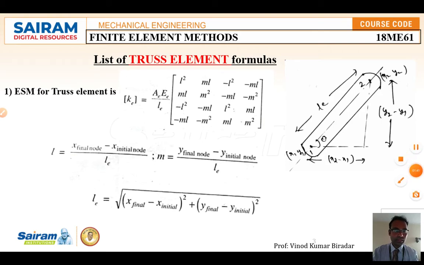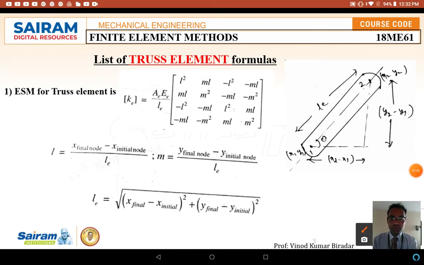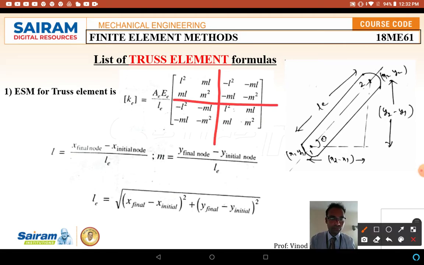So how to remember this formula? Just draw one line like this, horizontal. Now you observe in this element: this is similar to this side and this is similar to this side. Like that you have to remember the element stiffness matrix for truss element.